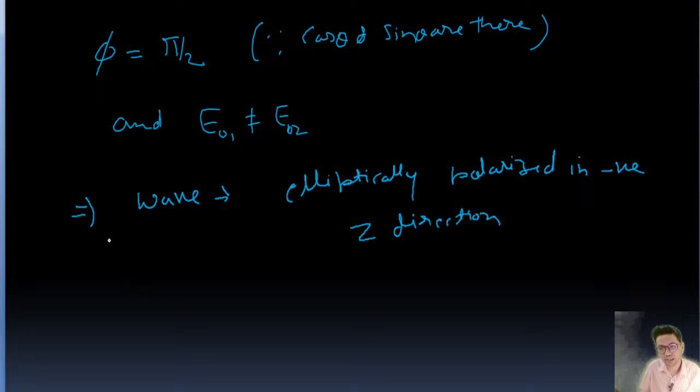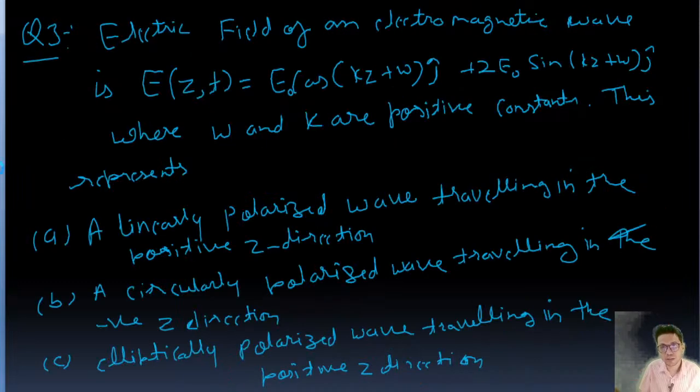It is not circularly polarized, guys. So which option is matching? Option D is matching, guys. Sorry, option C, elliptically polarized. Okay, there is a mistake we have done. I have written it wrong. This is an elliptically polarized wave traveling in the negative z direction. So option C is correct, guys. Option C.